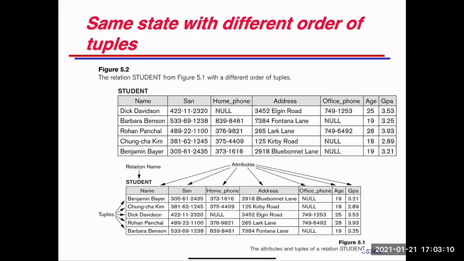Okay, so here's an example for that. Here you can see that these two tables represent the same relation state. The only difference is that I reordered some of the tuples.